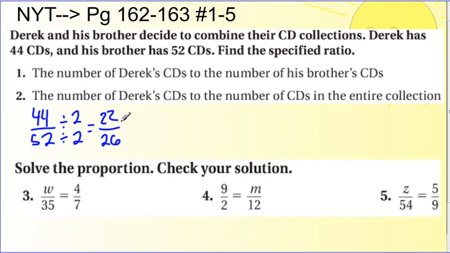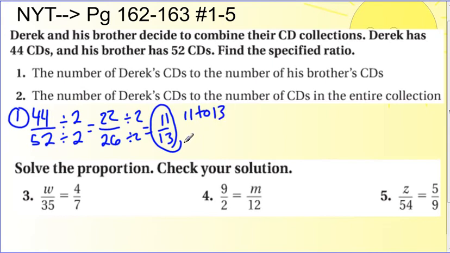And I can divide again, so let's divide by 2. Divide by 2 gives me 11 over 13. That cannot simplify anymore because those are both prime numbers. So there's number 1. And I guess we could write it the other ways as well. We got 11 to 13, 11, colon, 13.